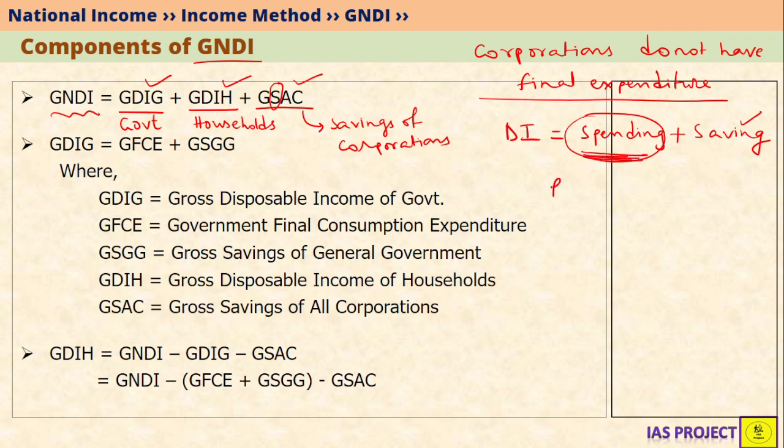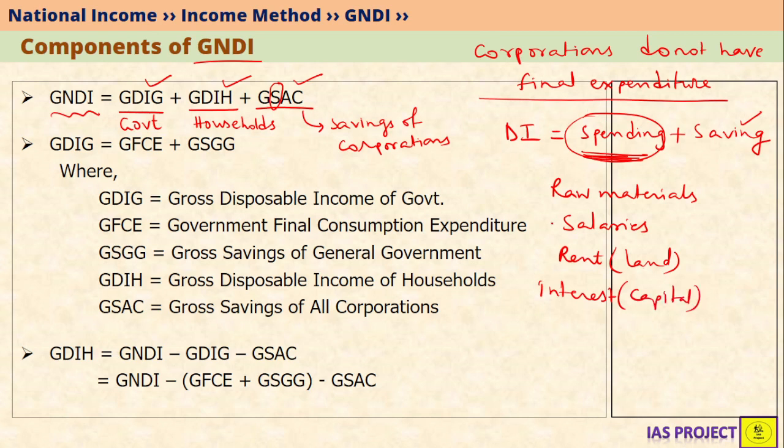Why do they not have any spending? They are buying raw materials. They are giving salaries. They are giving, let's say, rent on land. They are paying interest on capital they have taken. They are already spending on so many entities. But why are we not considering it in spending? Because all these are considered as intermediate consumption. We have already discussed this.